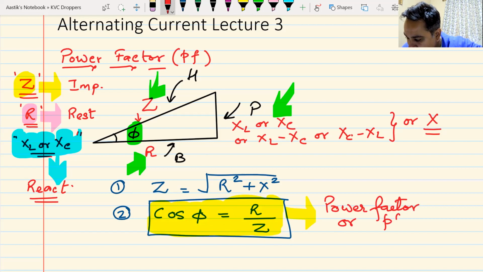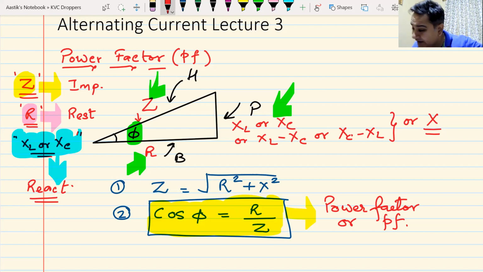And you should not forget it till the end of your life. When I say end of your life, I mean till the day you give your NEET exam, because after that you might not need it. Cos of phi. Now sin of phi you can also find out from here, but sin of phi is not that important.